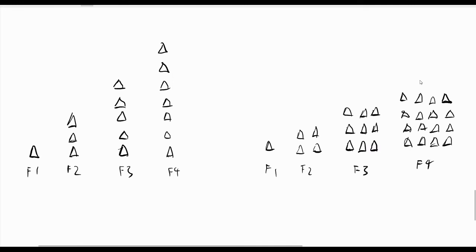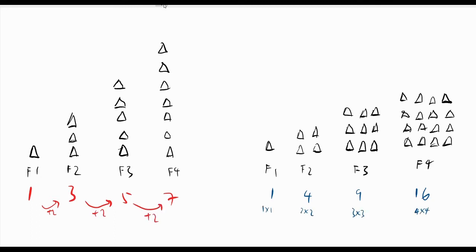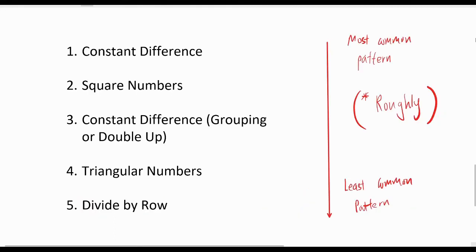Thirdly, if you're just given a diagram and a table of numbers is not written out for you, write out your own numbers. The fourth thing you need to do is to look out for combinations.